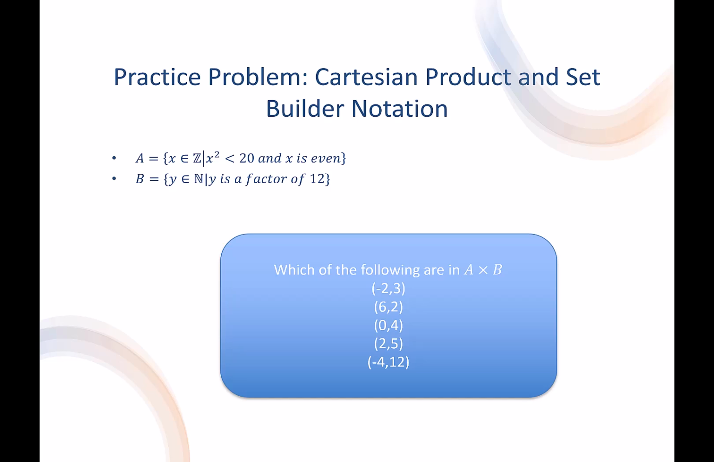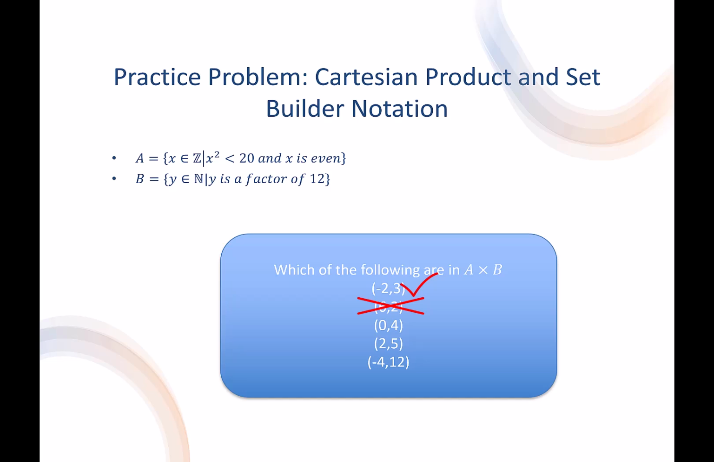Let's start with negative 2, 3. Negative 2 is even. When I square negative 2, I get 4, so that says negative 2 is in A. 3 is a factor of 12, so that number is in B, so negative 2, 3 would be in my Cartesian product. Next we have 6, 2. Well, 6 is even, but 6 squared is 36. Because 36 is bigger than 20, we know 6 is not in A, so we can cross out this pair 6, 2.